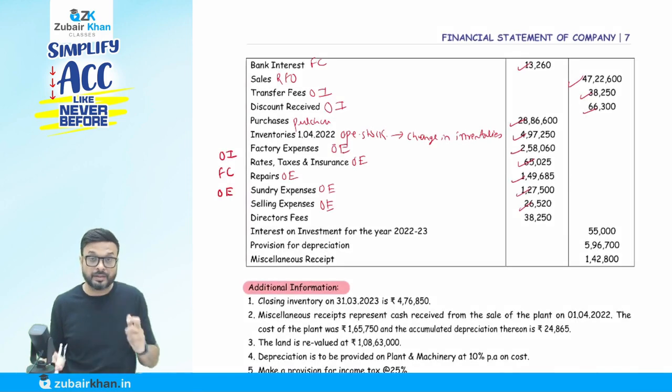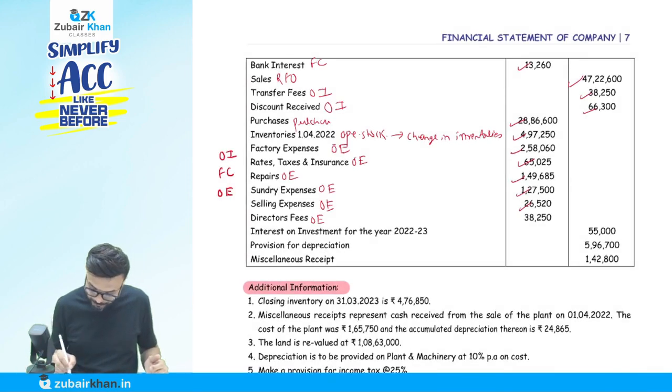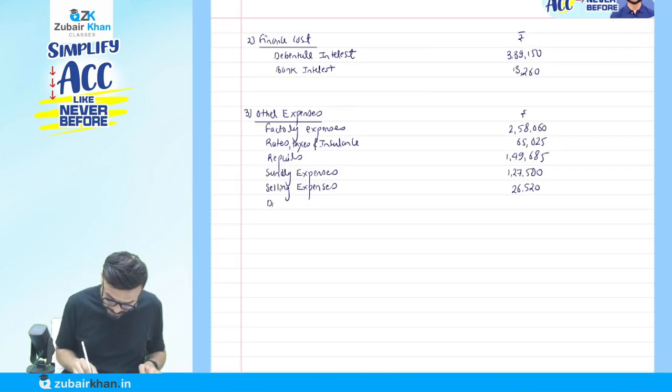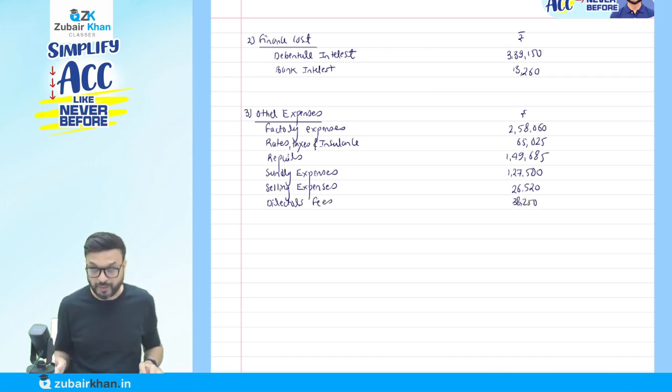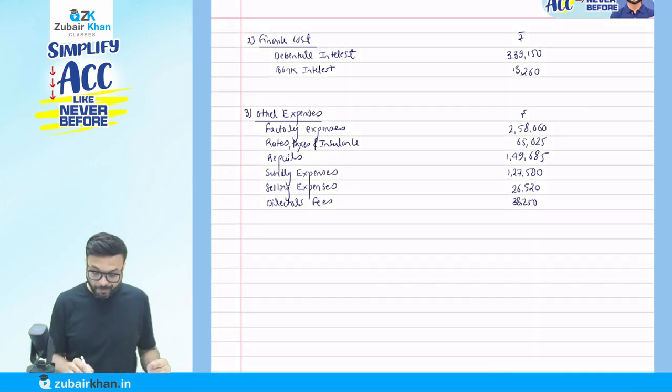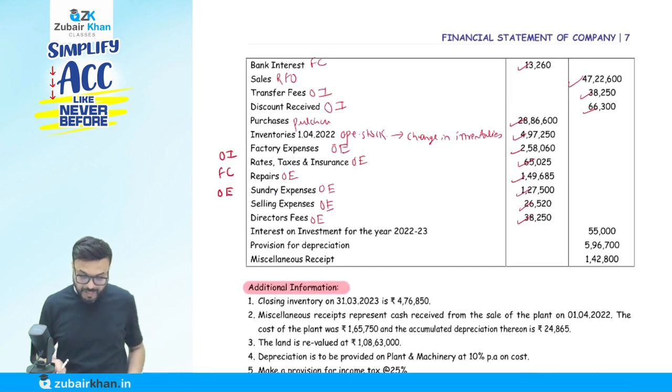Then we have director's fees, which is also other expenses. That is 38,250. So director's fees 38,250. Done. Have you written all these? Okay. Now after director expenses, we have what?